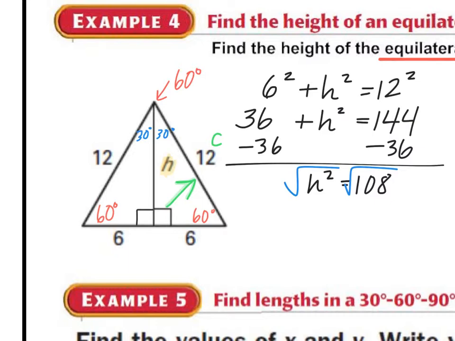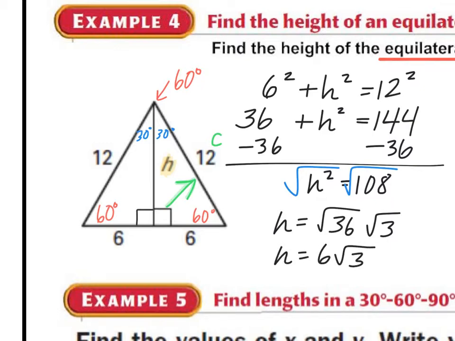So you're going to have to simplify the square root of 108. What's the highest perfect square that 108 can divide by? 36. Because it can divide by 4, it can divide by 9. Multiply those two together, you get 36. So we're going to rewrite this as square root of 36 times the square root of 3, because those two multiply to 108. So your height is 6 root 3, because the square root of 36 is 6.